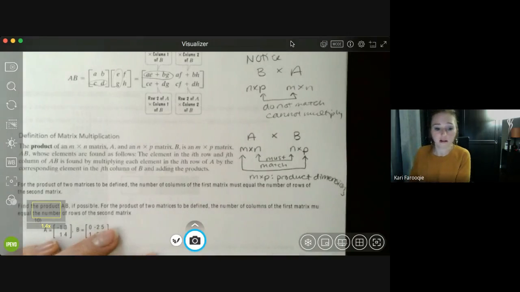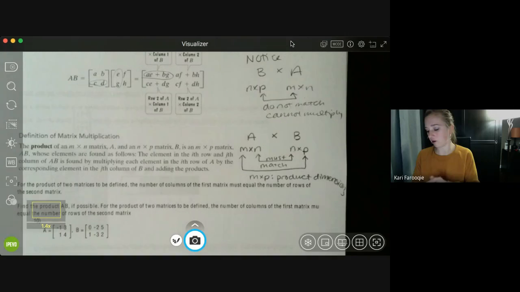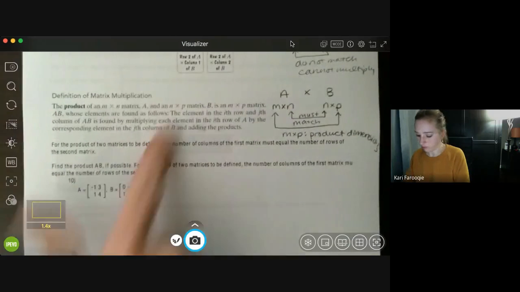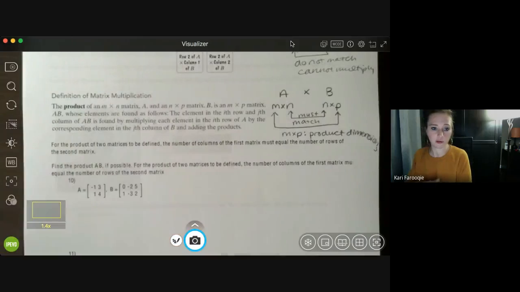Those are your product dimensions. So when you multiply these two matrices together, the dimensions of the product will be m by p. The two inner values must match in order to be able to multiply them. So that's really, really crucially important. If you find this whole slew of information helpful, be my guest, use it.